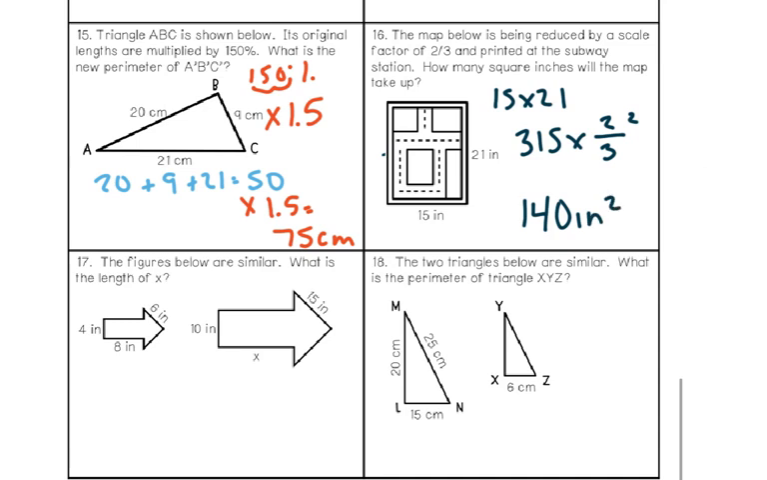Question 17 tells me the figures below are similar, so I need to figure out the length of x. To do this, I need to use 2 corresponding lengths that I do know. I like 4 and 10. So I can start by setting up a proportion with those in the same fraction. Now I need the corresponding side to x, which is 8.